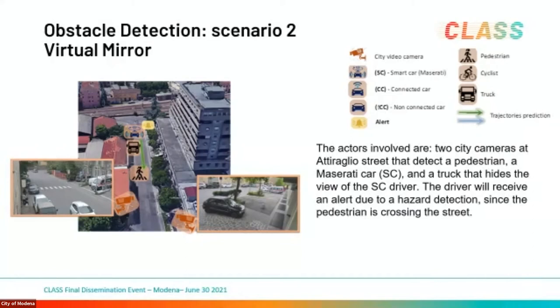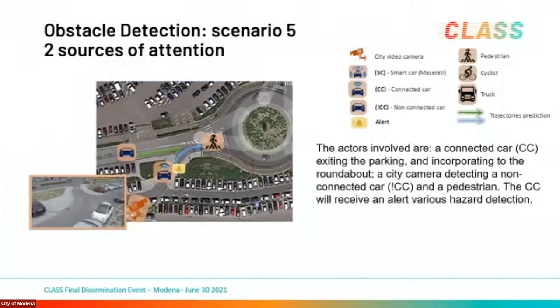And since the pedestrian is crossing the street, the sensors of the city, so the cameras, are able to detect it, provide its position, provide its trajectory, and therefore warn the car that there is a pedestrian in its own trajectory. On the other hand, the car is not able to detect and see the pedestrian on its own.